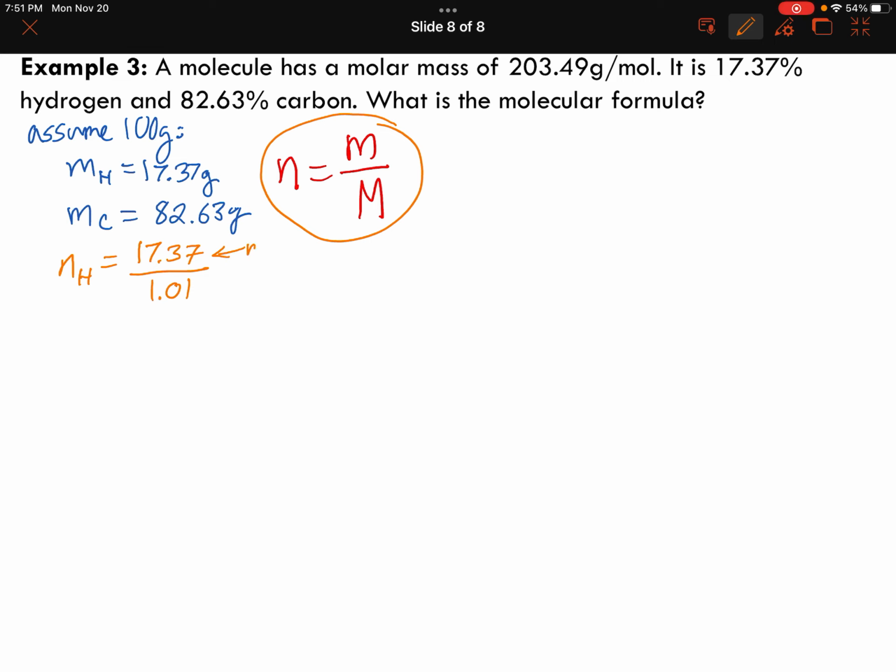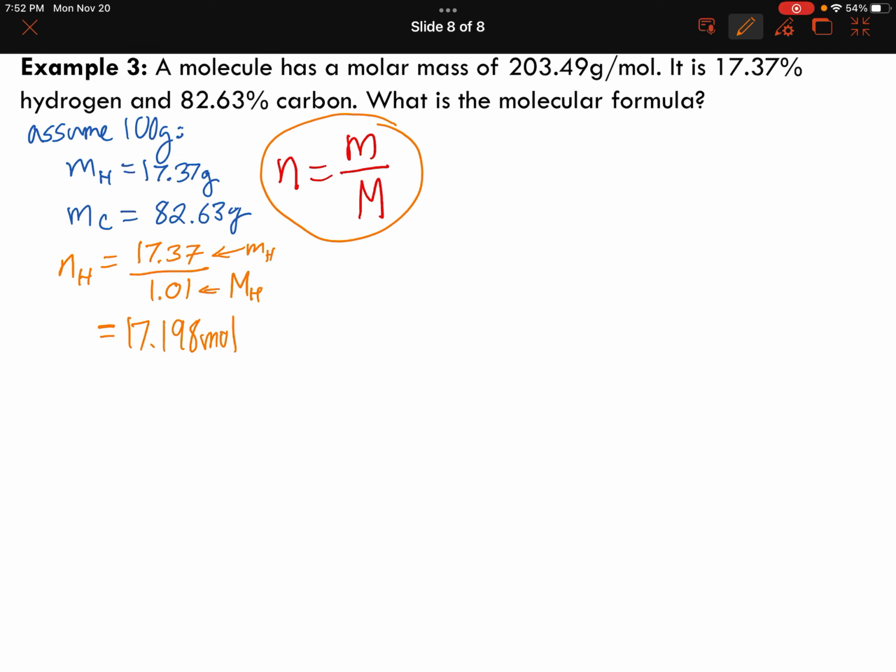And we read that right off the periodic table. So this is the mass of hydrogen. This is the molar mass of hydrogen right off the periodic table. Some periodic tables will say 1.008. That's fine too. It won't make a big difference at all. So do that division, 17.37 divided by 1.01, and that gives me 17.198. So that's the number of moles I have of hydrogen.